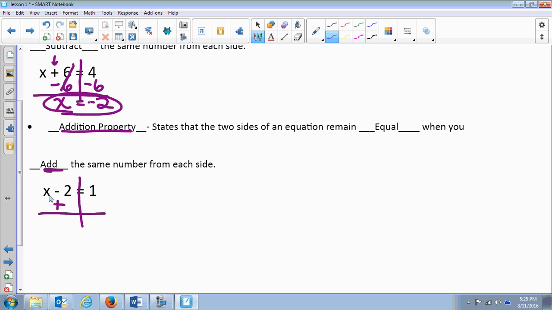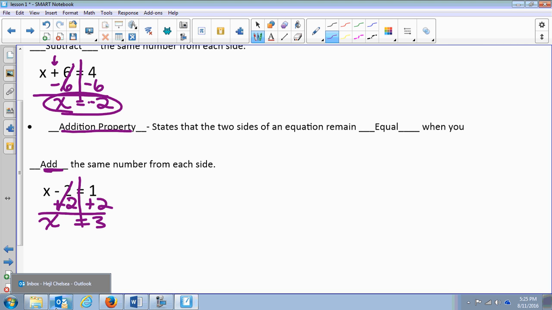So I'm going to add the number that is with my variable. So negative 2 is with the variable. To undo that, I'm going to add 2 to both sides. Remember, I have to do it to both sides to keep it equal. Negative 2 plus 2 cancels, and I'm left with 0. So I'm going to have x equals 1 plus 2 gives me 3.